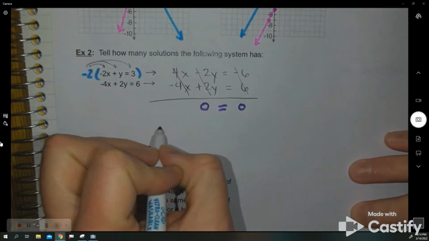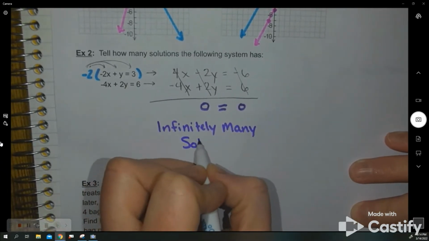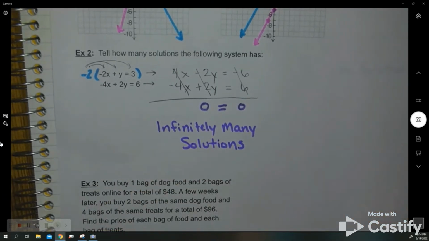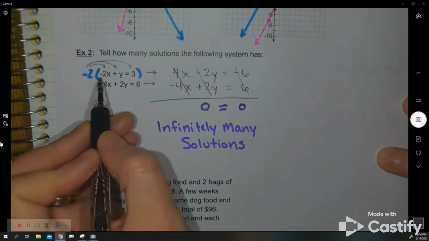As long as it's a true statement, then we would call this infinitely many solutions, which means every single point on either one of those lines is a solution. The reason for that is because they're exactly the same line. If we solve this for y on both of them, we would discover that they both have the exact same equation.